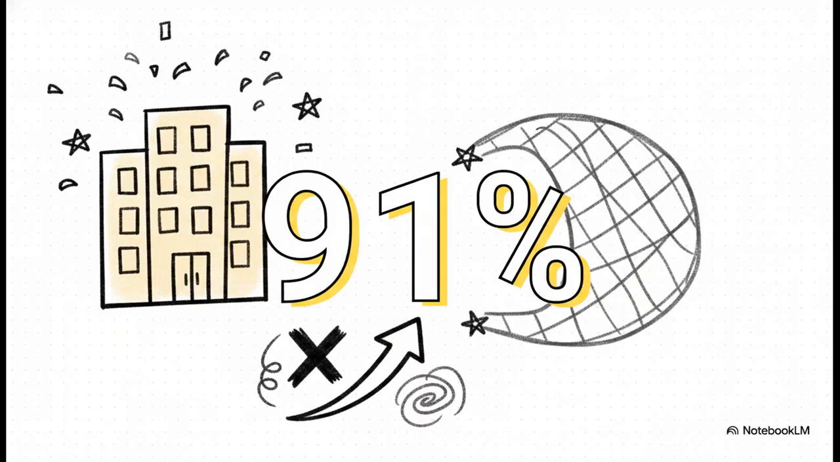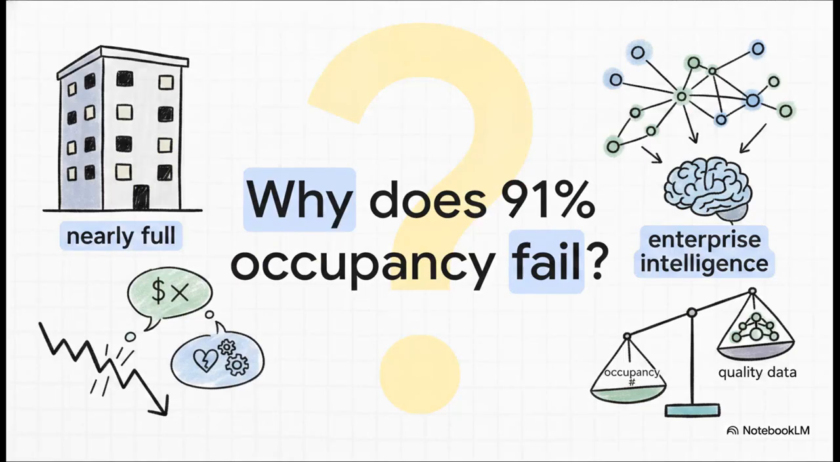All right, let's just get right into it. 91%. Honestly, on paper, a community running at 91% occupancy looks like a massive win, right? The beds are full, the marketing team is probably high-fiving. But you gotta hold the confetti. Because what we're actually looking at here is what we call the 91% illusion. So why exactly does 91% occupancy fail?